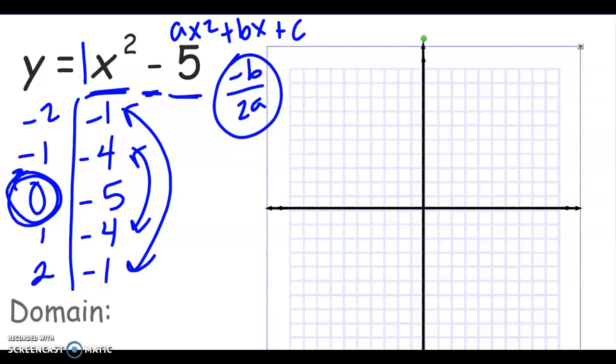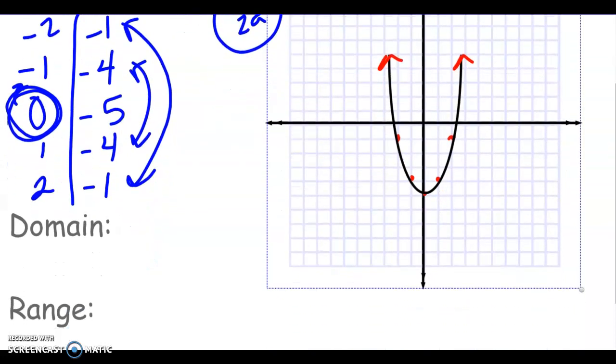Okay, so let's just plot our points. So negative 2, negative 1, negative 1, negative 4, 0, negative 5, and then I've got mirror images over here. And I can do my parabola. Okay? Technically, you should also have little arrows on the end, because it does continue up forever and always.